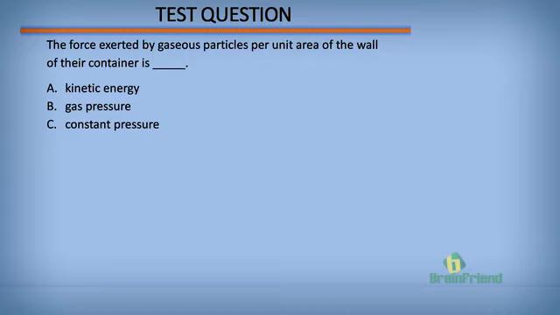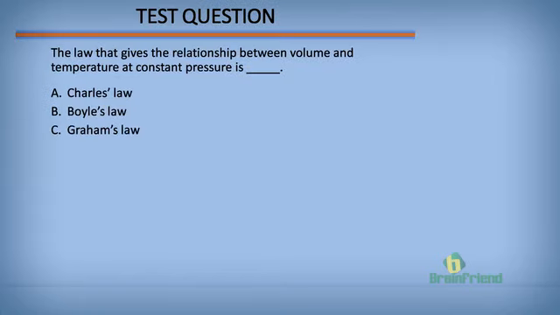So now I'll be looking at some questions to help us with what you have learned today. The question is, the force exerted by gaseous particles per unit area of the wall of their container is dash. A, kinetic energy. B, gas pressure. C, constant pressure. The answer to this question is B, gas pressure. In the course of our class, we say that the force exerted by gaseous particles per unit area of the walls of their container is known as gas pressure.